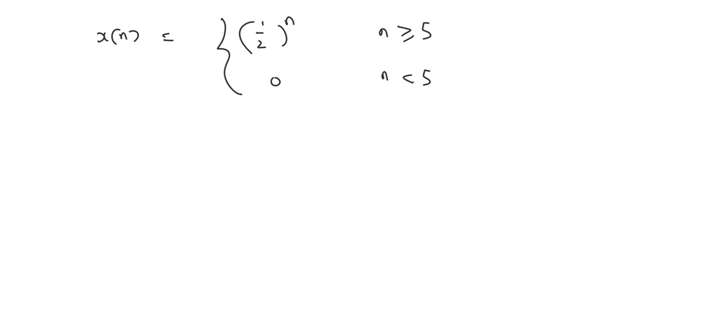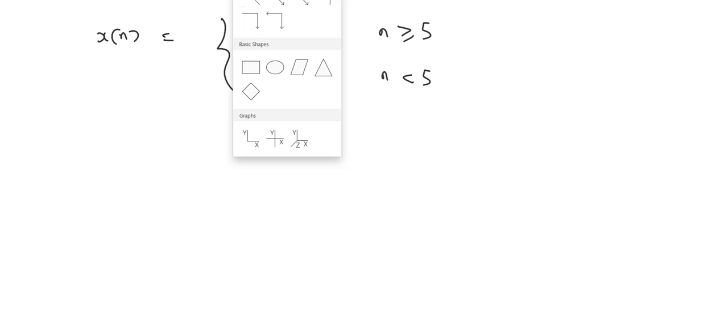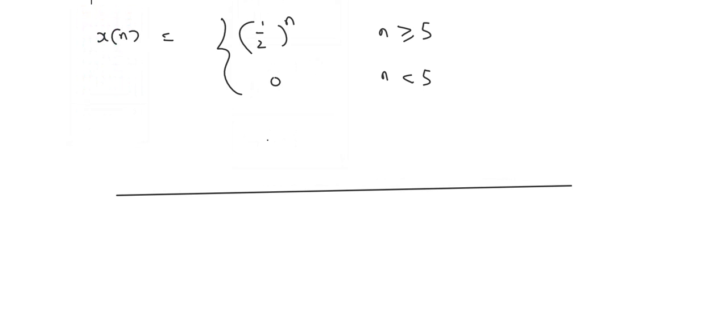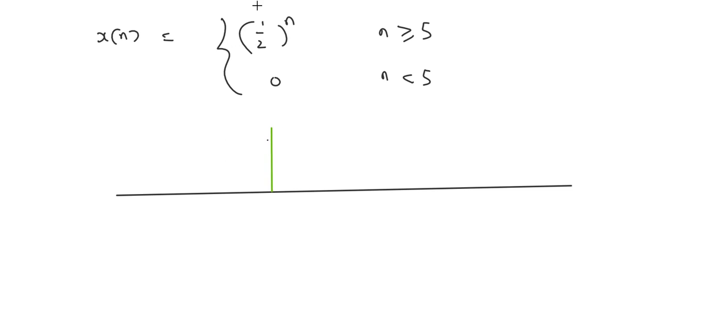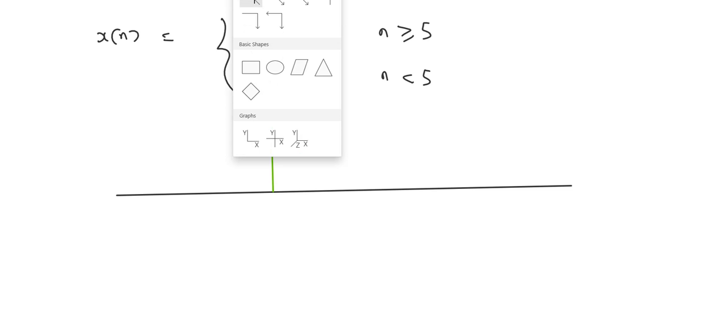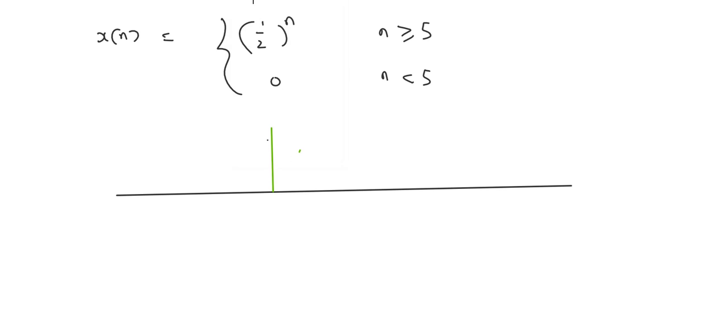So for values of n greater than or equal to 5, the discrete signal is given by 1 by 2 power n, and it is 0 for all the other values. So that means it will have values something like this. This is 1 by 2 power 5, and then this is 1 by 2 power 6, and then 1 by 2 power 7, and so on.